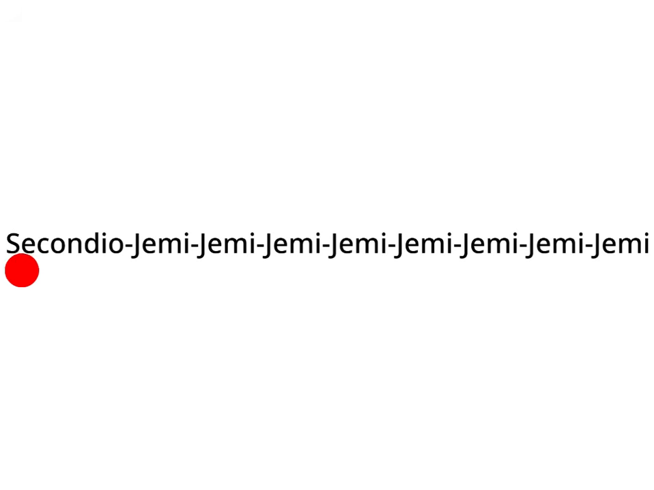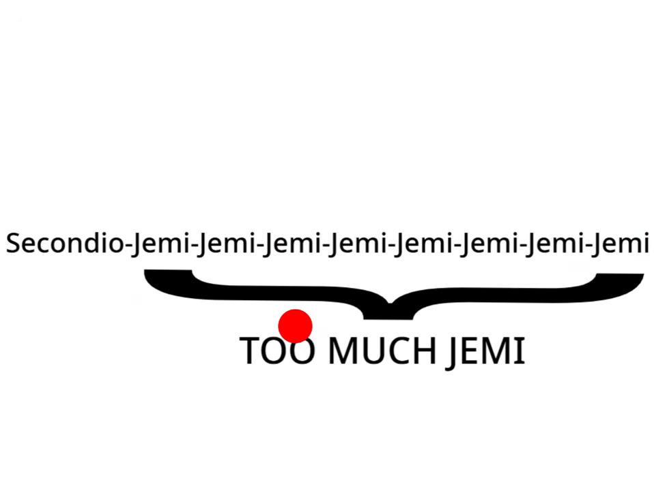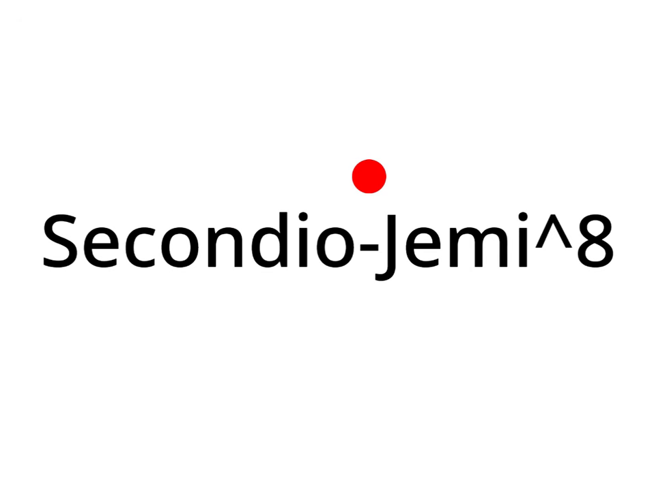Now, another thing I want to say. A secondio gemmy is just too many gemmies, as you literally just heard me say. So, what we can do to simplify this is secondio gemmy to the power of 8. So, we're using exponents to show how many gemmies there are. So, power to 9 would be 9 gemmies. And we can just do that.